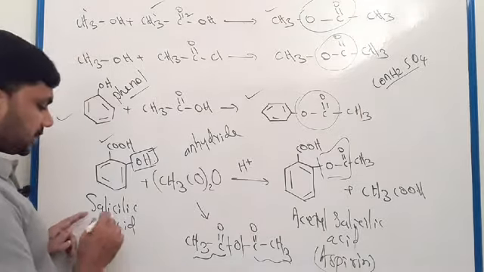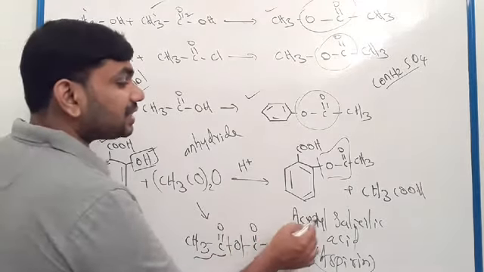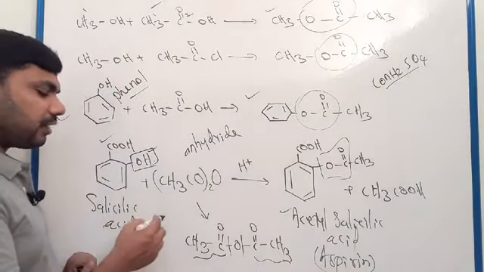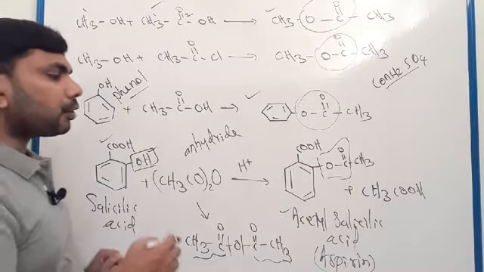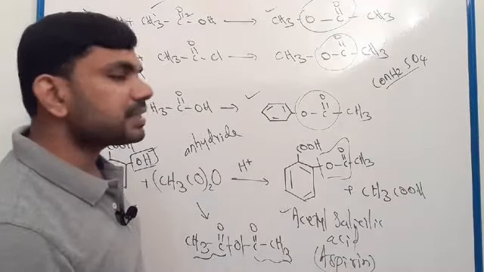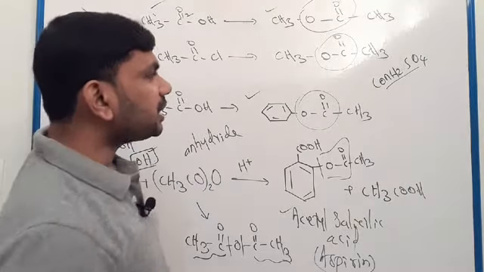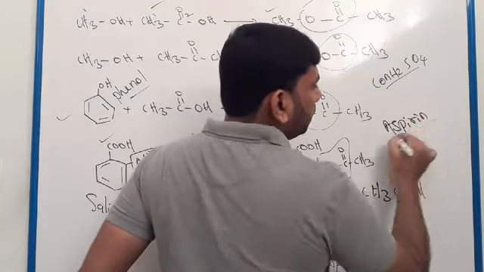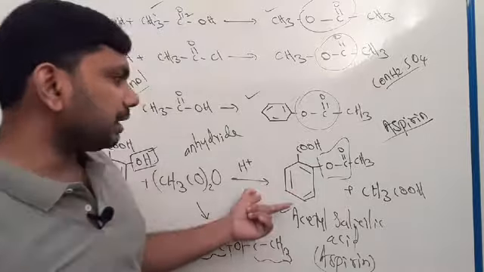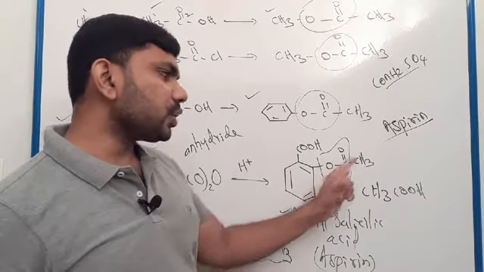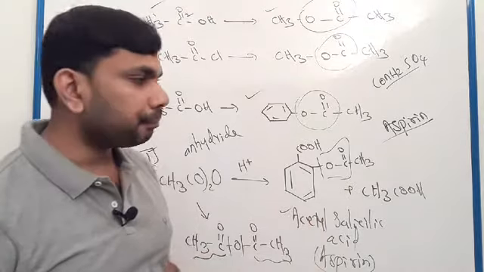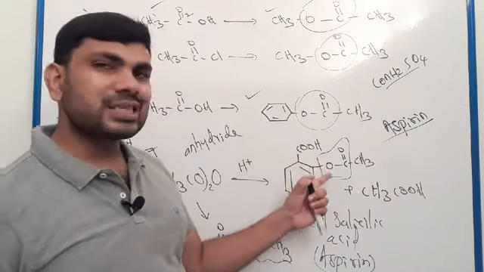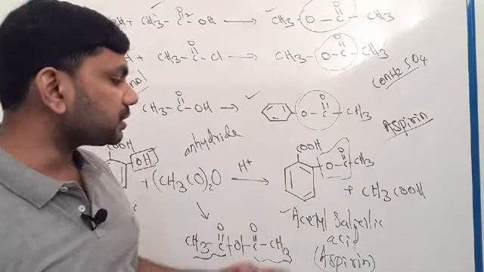And here this is salicylic acid, this is acetyl salicylic acid. So here acid anhydride reacted with the salicylic acid, product is acetyl salicylic acid. Acetyl salicylic acid is also called aspirin. So remember the structure of aspirin: benzene ring, there is COOH, OCOCH3. This is the structure of aspirin. Aspirin contains carboxylic acid functional group, also ester linkage, ester functional group.